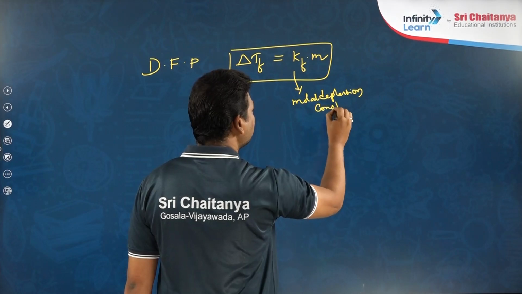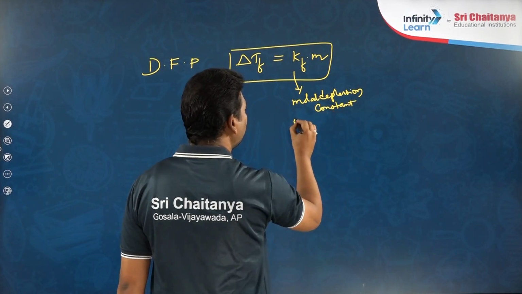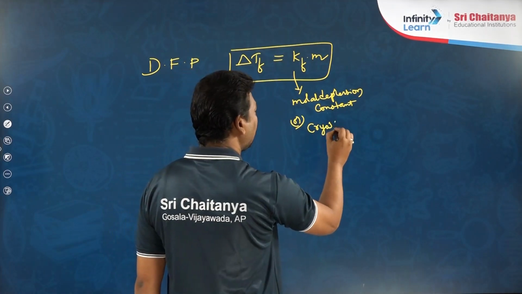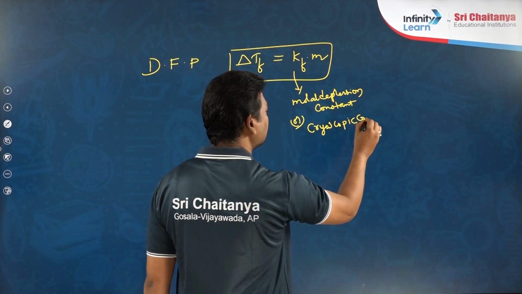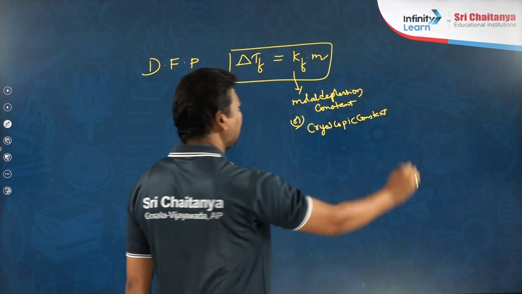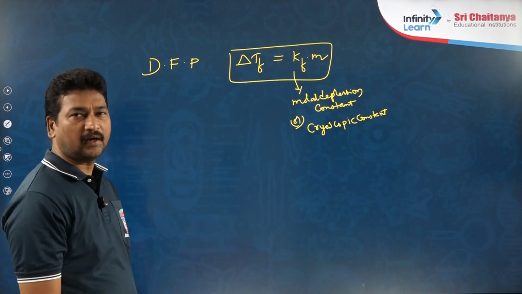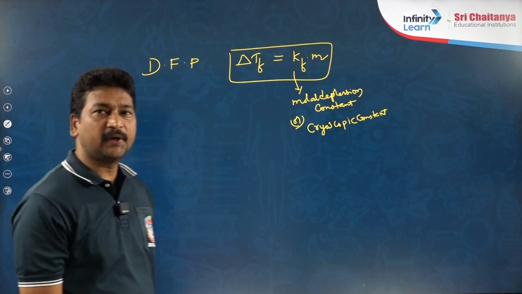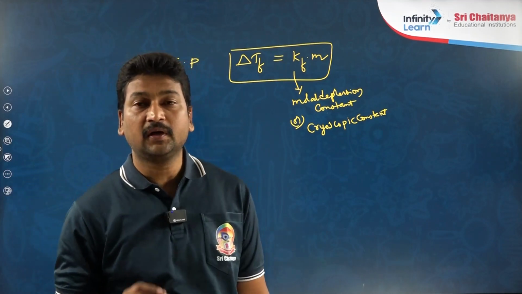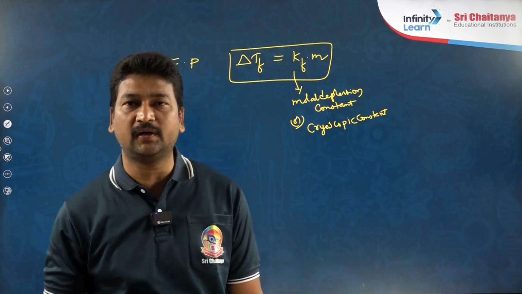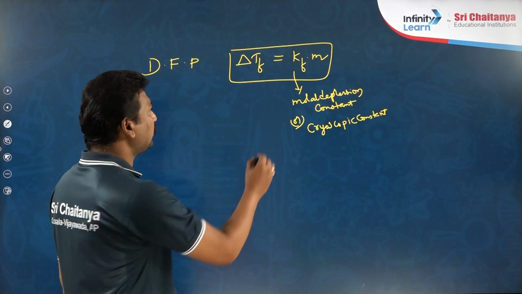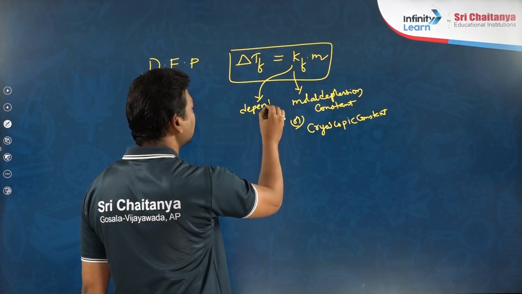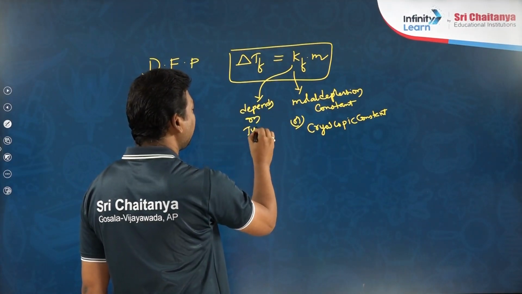Molar depression constant, also known as the cryoscopic constant. Just like Kb, Kf doesn't depend on the concentration of the solution. Kf depends on the nature of the solvent, just like Kb. It depends only on the type of the solvent.